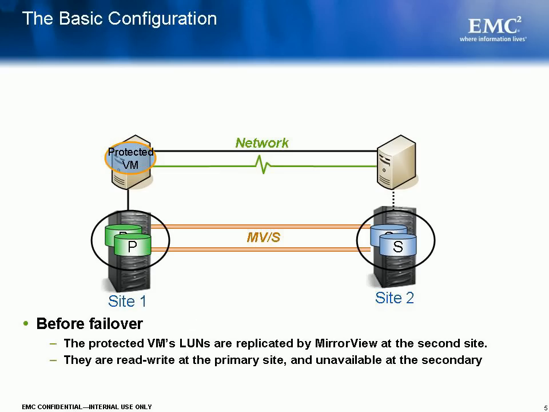Before a failover occurs, the protected VM is running at Site 1. The protected VM's LUNs are replicated by MirrorView at the second site. They're read-write at the primary site and unavailable at the secondary.